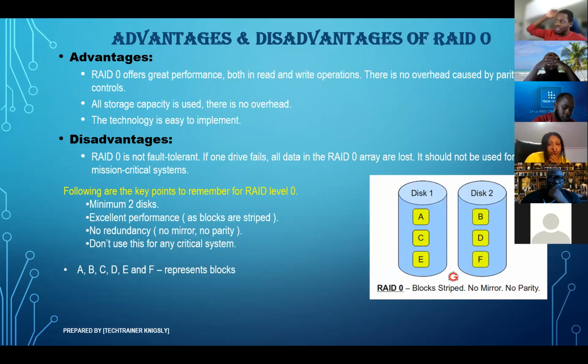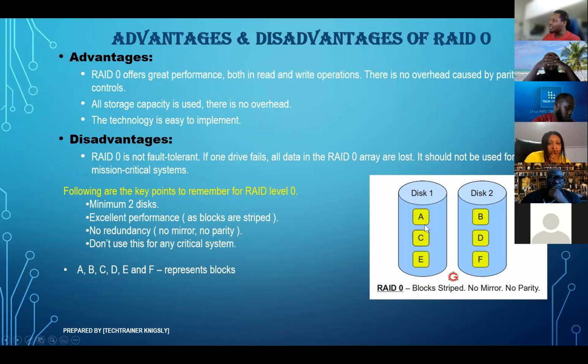And if you come down here, it shows you the advantages and disadvantages of RAID 0. The advantage is that RAID 0 offers great performance, in both read and write operations. That means if you're doing quick video editing, or something like what we're doing right now, a class presentation, you can use RAID 0 because it's just temporary. There is no overhead caused by parity control. All storage capacity is used. There is no overhead. That's exactly what I just meant.